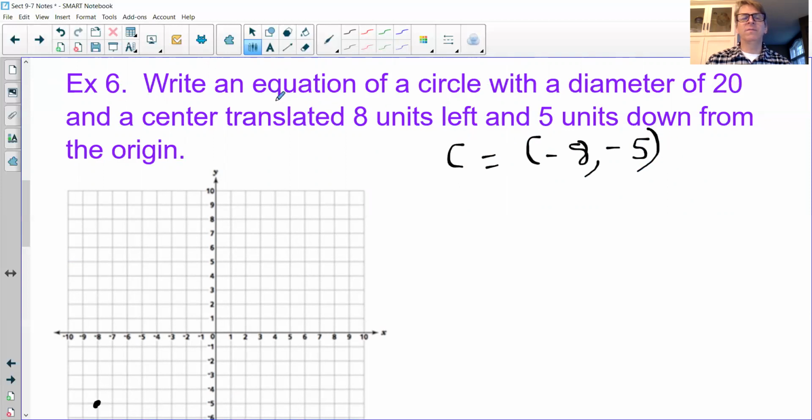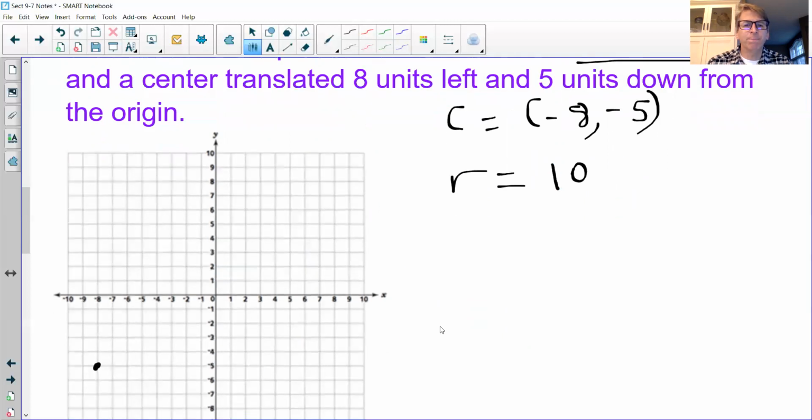Okay, now it says there, write an equation of a circle with the diameter of 20. So if the diameter is 20, the radius is going to be half of the diameter, or 10. Okay, so take a look at what they're telling you and just kind of take your time flipping through the information. So they just tell you that, hey, the diameter is 20. It tells me the radius is 10. So the equation would be as following.